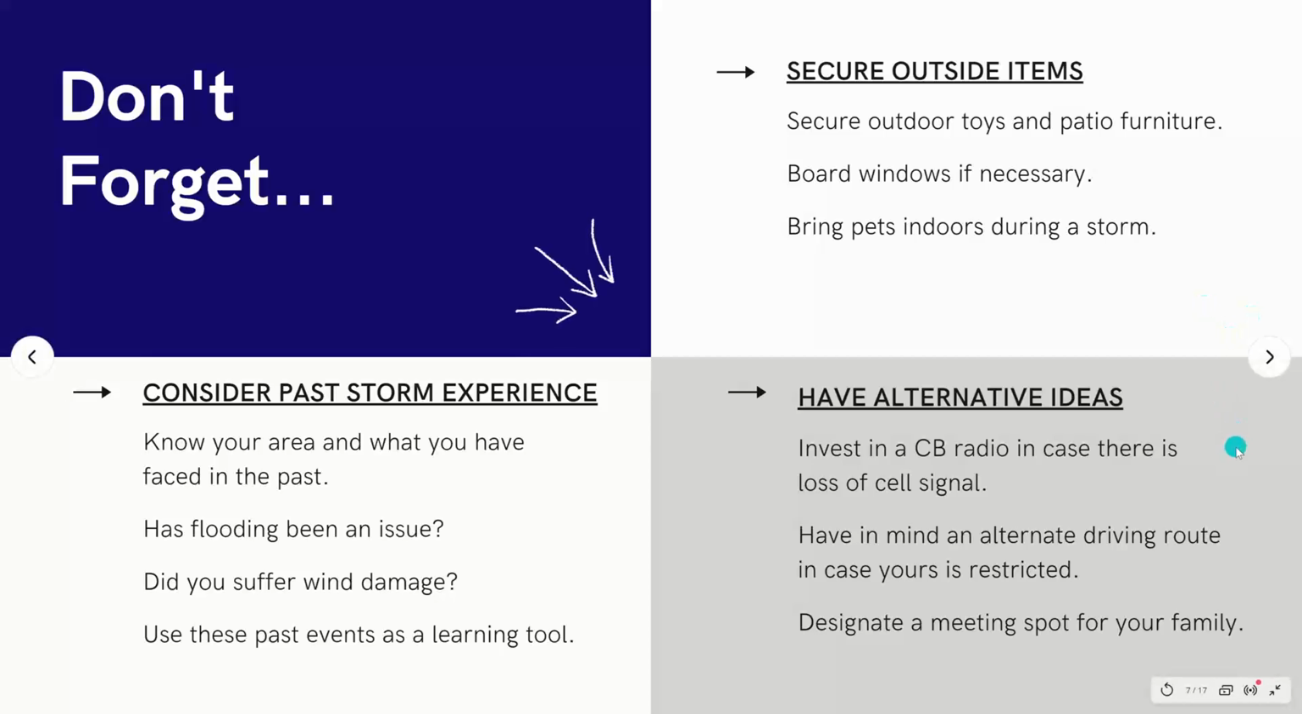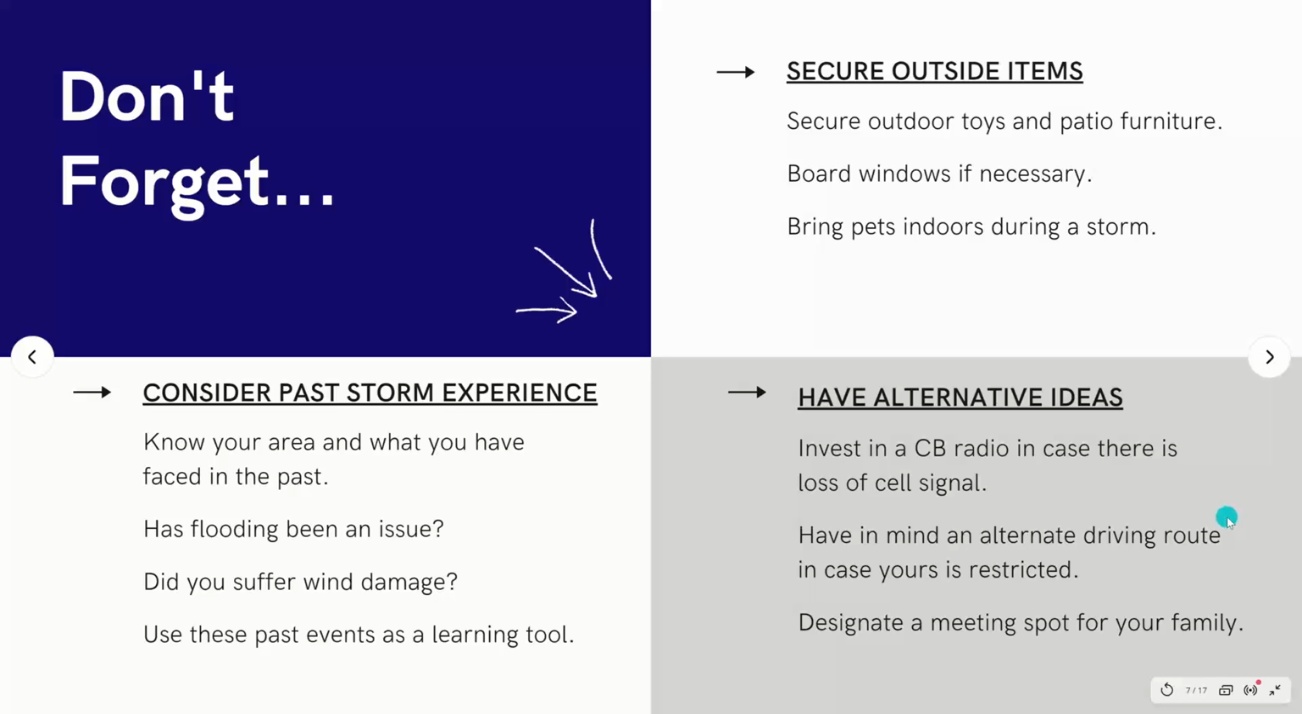And then also have alternative ideas. Invest in a CB radio in case there's loss of cell signal, for communication for your family or for evacuation notices. For example, my sister was in an area that was affected by Delta. I was trying to check on her last weekend. We couldn't text each other. We couldn't really call. Her phone kept dropping signal. A cell tower in their area was affected.